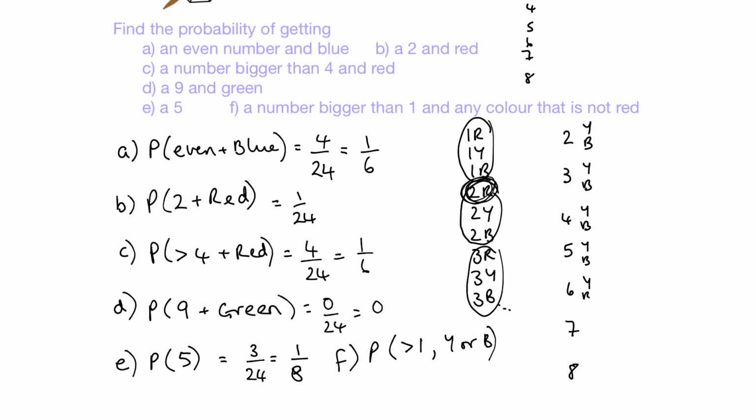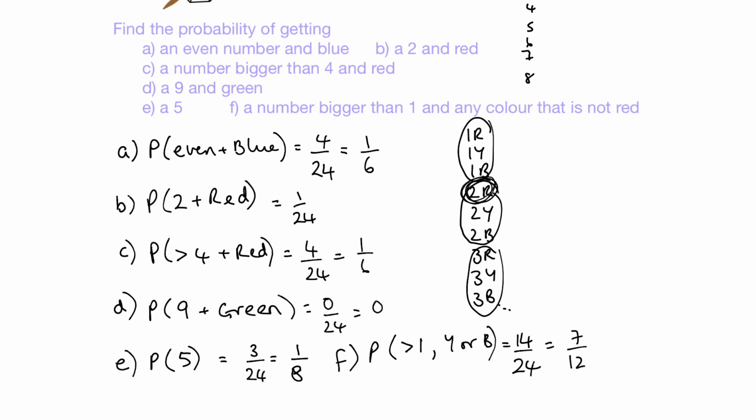So we can see that there are 1, 2, 3, 4, 5, 6, 7, 8, 9, 10, 11, 12, 13, 14 different ways for that to happen out of 24, and they're both in the 2 times table, so we can divide top and bottom by 2 and get 7/12 for that last probability.